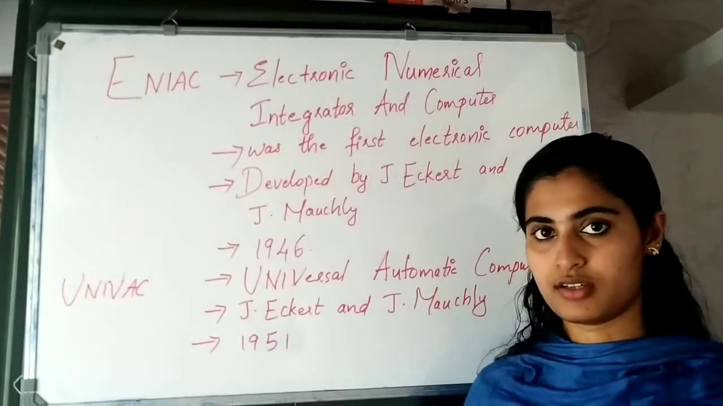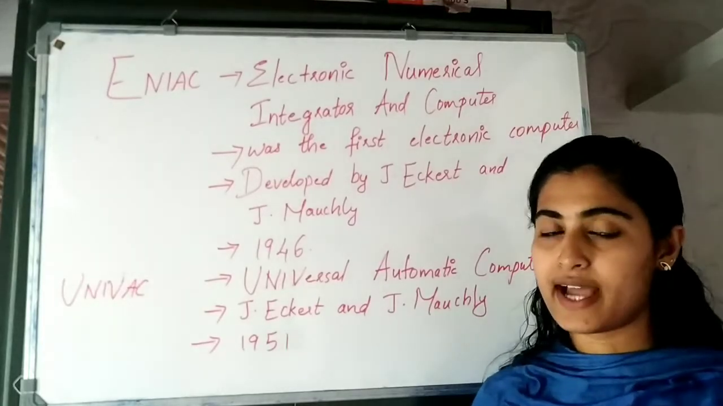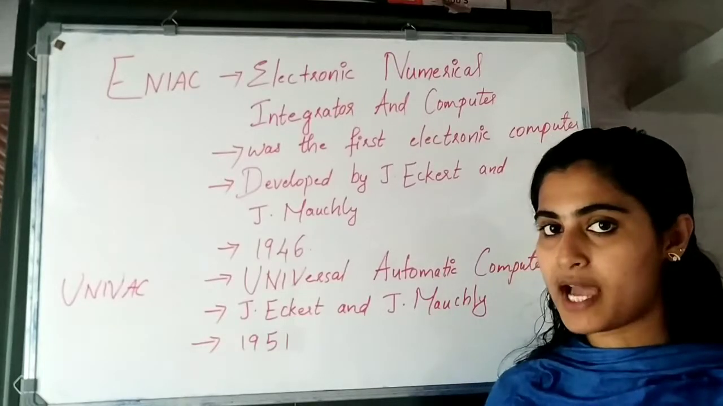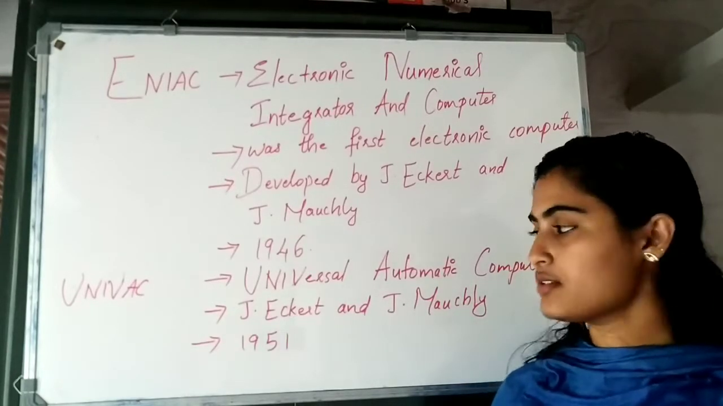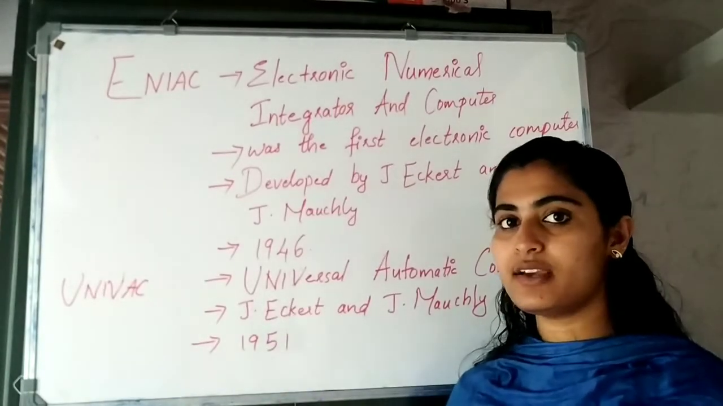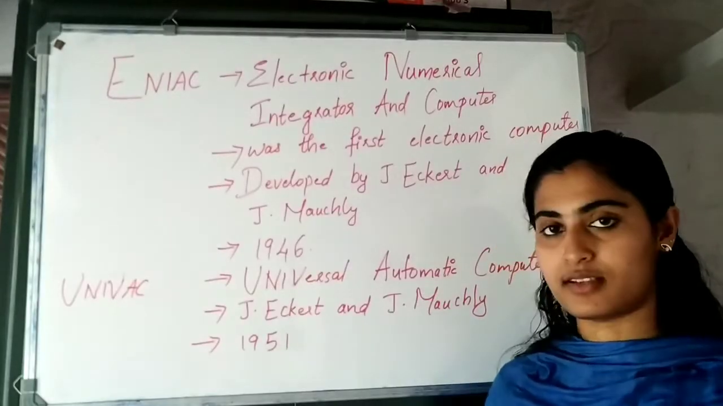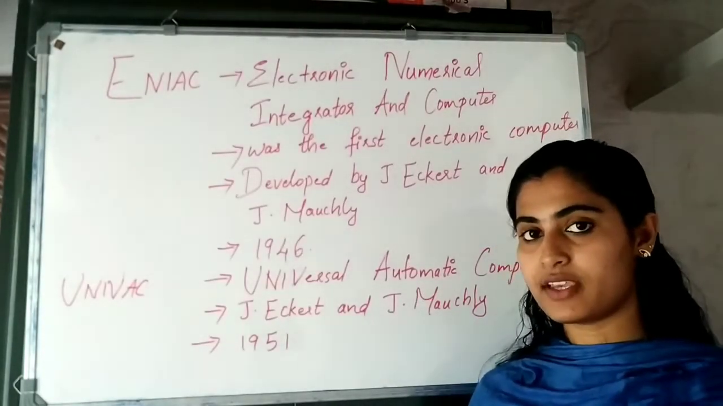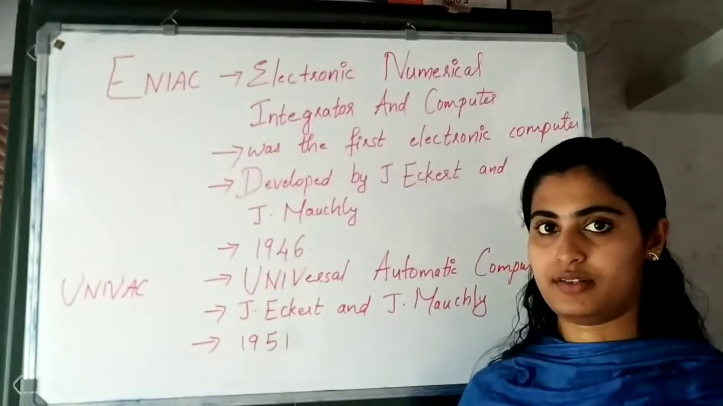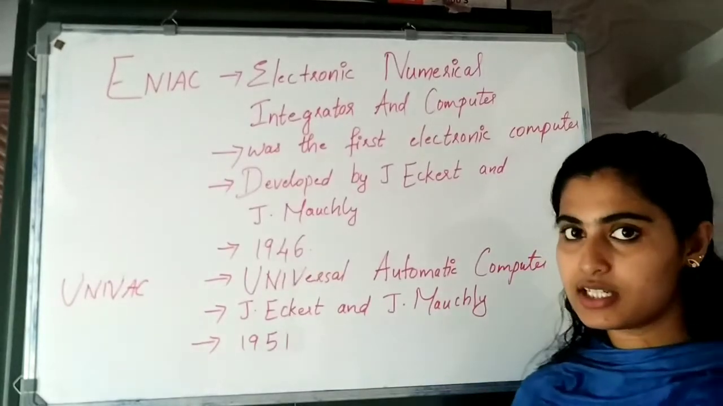1946. Okay. Then what is the full form of UNIVAC? It is Universal Automatic Computer. UNIVAC means Universal Automatic Computer. And it was developed by J. Eckert and J. Muchley. It was developed in the year 1951. UNIVAC was developed in the year 1951. Okay.